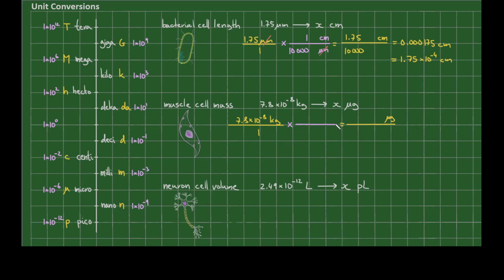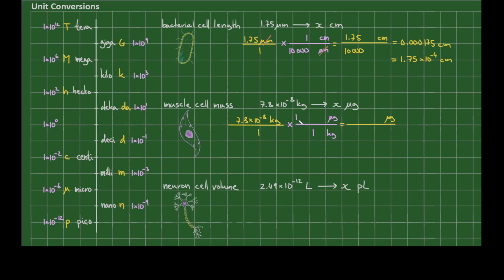I want micrograms above the line in the result, therefore micrograms will be above the line in the conversion factor, and kilograms will be below the line. Kilogram represents a bigger unit, so I place a 1 next to it. This is a metric system, so I can already place a 1 for micrograms. I need the number of zeros.